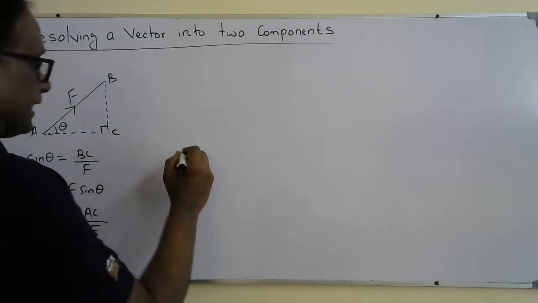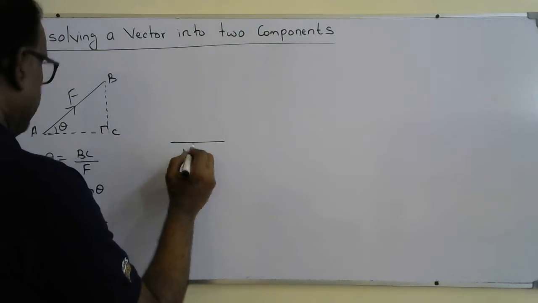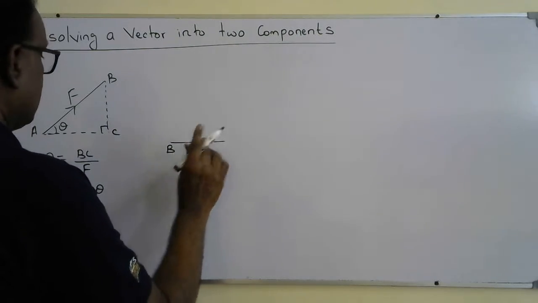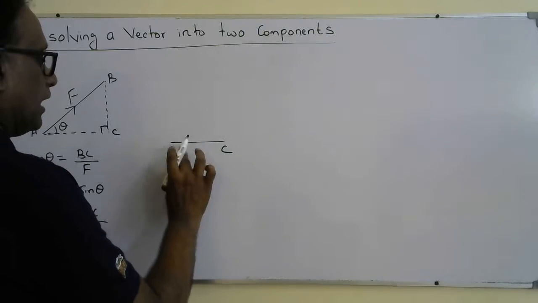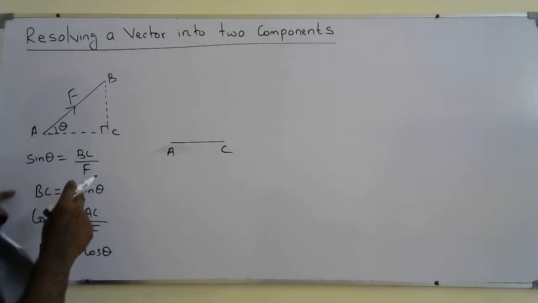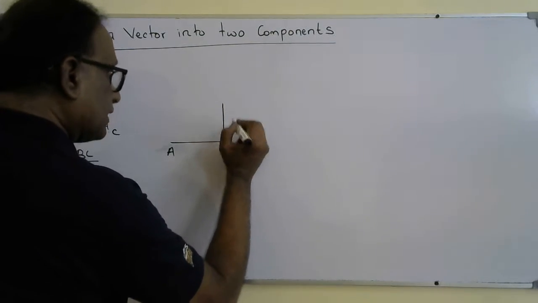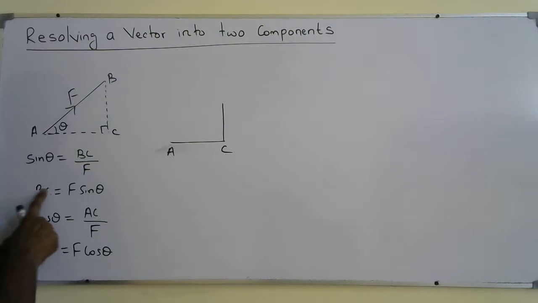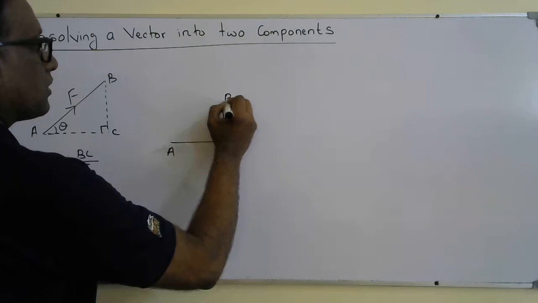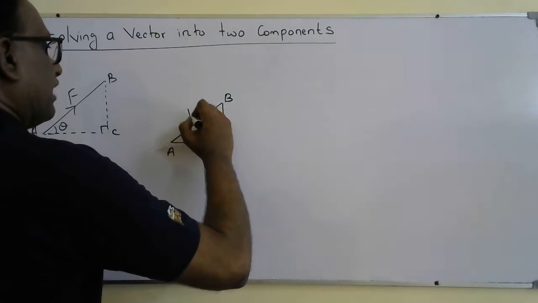So I'll draw AC first, and then BC from here. Actually, I think it should be named CB, so I'll put it as CB, which is easier. This represents the given force F.